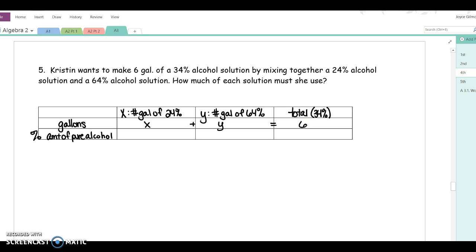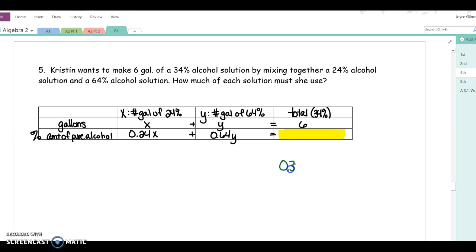The next equation starts out easy enough. 24% is pure alcohol. So 0.24 times X would be the amount of pure alcohol in our X gallons of solution. 0.64 times Y would be the amount of pure alcohol in the 64% solution. The problem is, we don't know what this total is supposed to be. But we can figure it out.